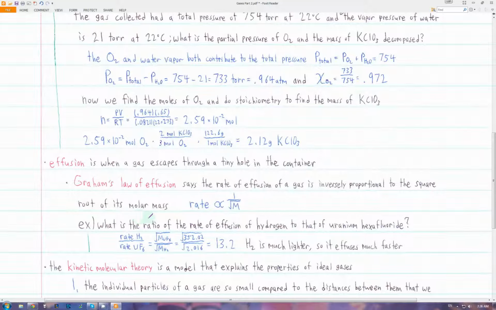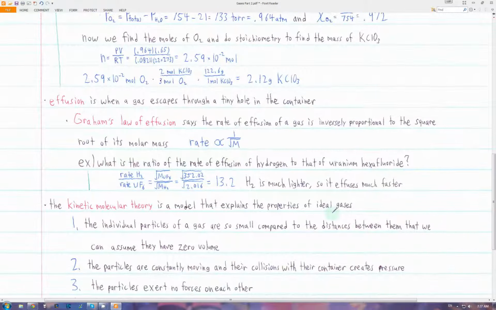So we can use this to compare the effusion rates of two gases. So say we want to compare the rates of effusion of hydrogen, H2, to uranium hexafluoride, UF6. Well, we can set up the ratio. The rate of H2 over the rate of UF6 is going to be equal to the square root of the molar mass of uranium hexafluoride over the square root of the molar mass of H2. And they're flipped because the proportion is inverse. So we plug the molar masses in, and we find that the rate of effusion of H2 is 13.2 times the rate of UF6. Which is expected because hydrogen is much lighter than uranium hexafluoride. So it will effuse much faster.